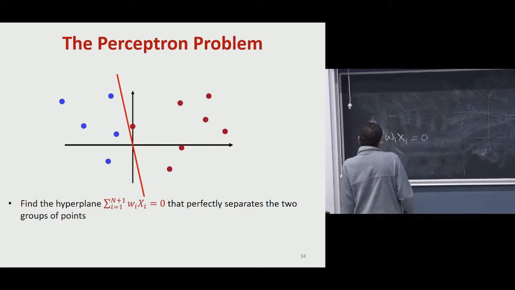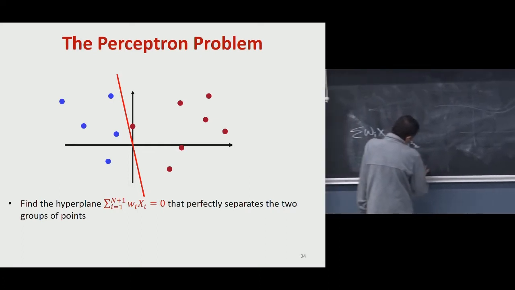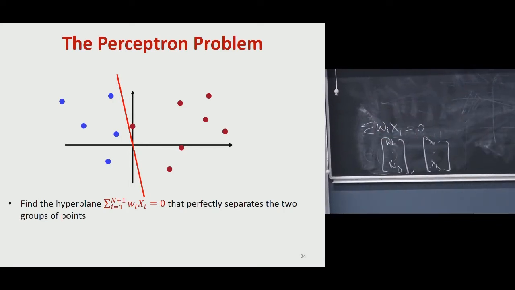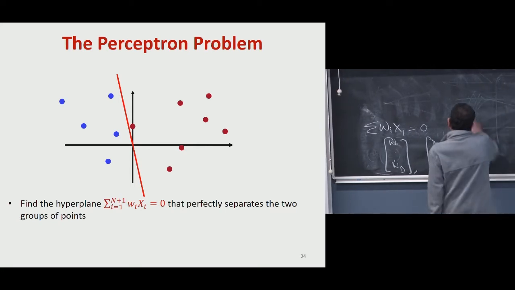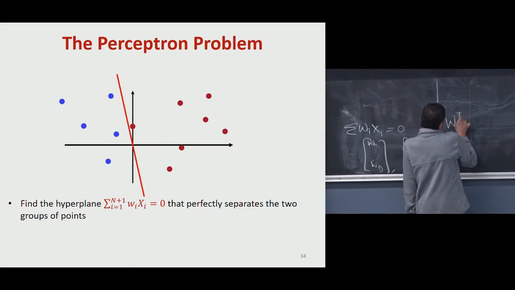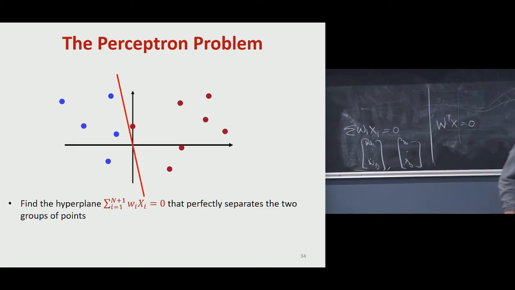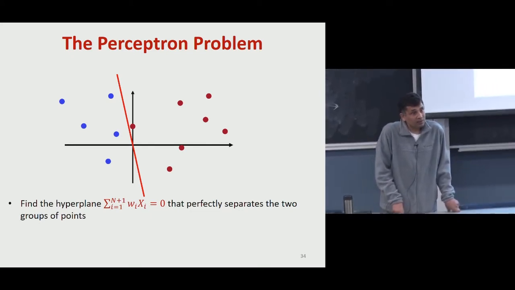I can put all of the w's in a vector, w_1 through w_d. I can put all of the x's in a vector, x_1 through x_d, d being the dimension. I think I've represented it as n plus 1 on the slide, but it's the same thing. And now my equation for the hyperplane is w transpose x equals 0, right? The inner product between two vectors is 0. Now when I tell you that the inner product between two vectors is 0, what can you tell me about the angle between the vectors? Anyone?